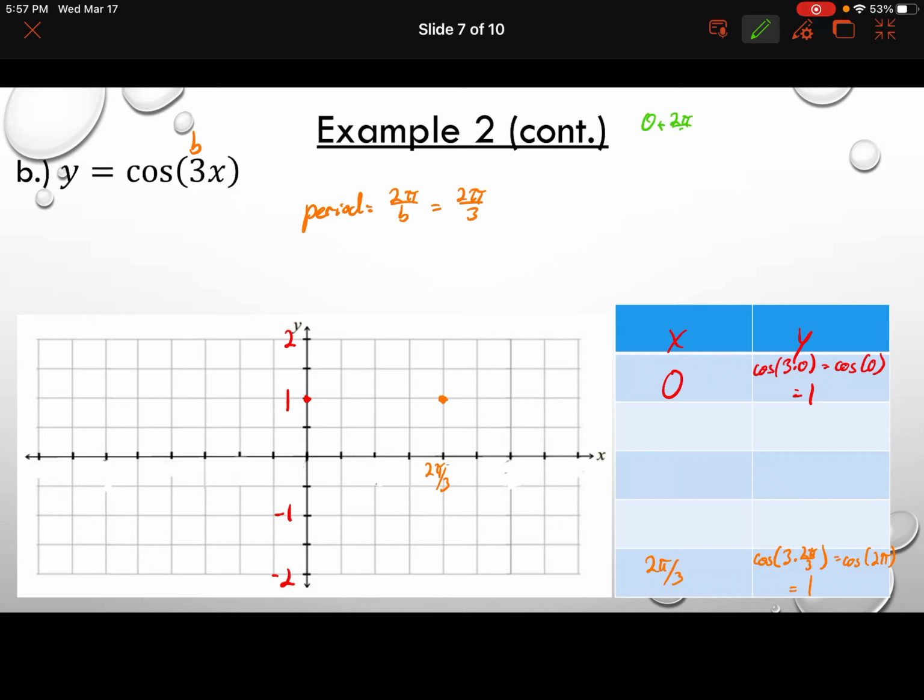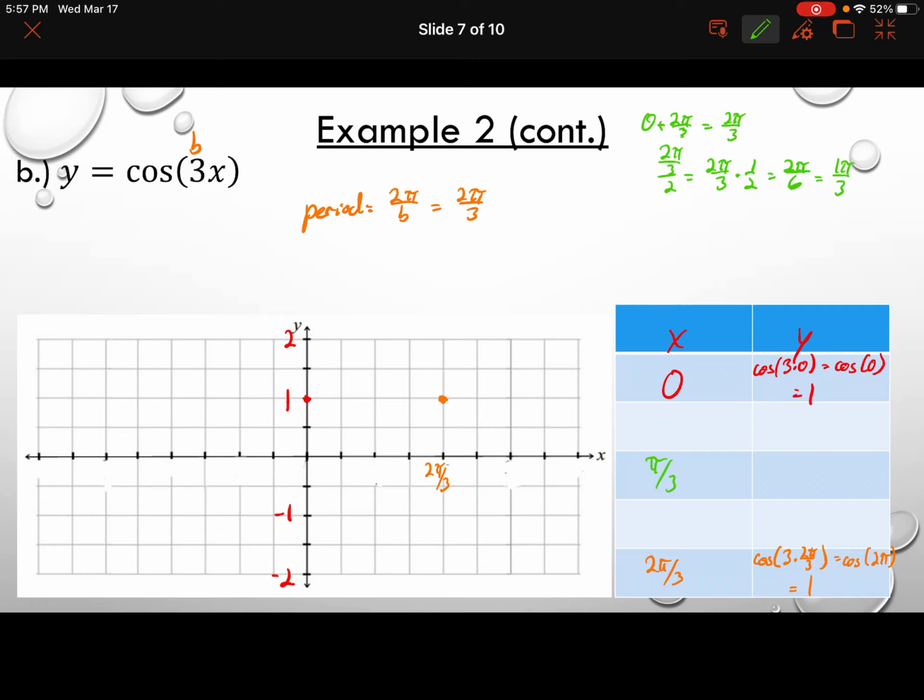So 0 plus 2 pi over 3. That's just 2 pi over 3. What happens if I divide it by 2? Because we're trying to find the middle, or halfway between those two. Well, if I divide it by 2, that's the same thing as multiplying it by 1/2. So I end up with 2 pi over 6. And 2 over 6 can be simplified to 1 pi over 3. So that's going to be our next x value, 1 pi over 3, because that's halfway between 0 and 2 pi over 3.